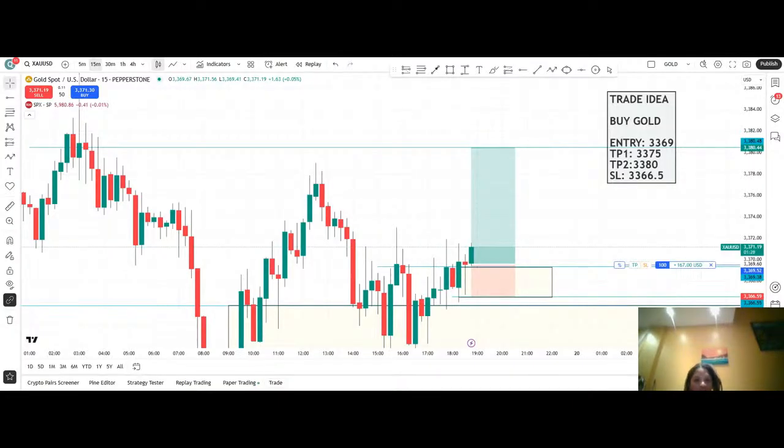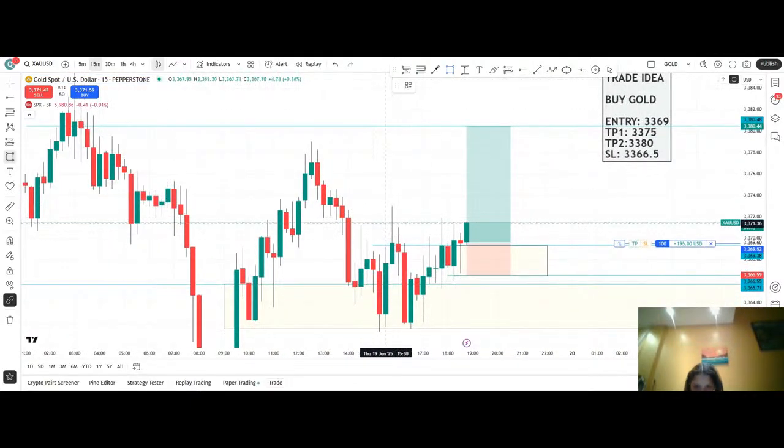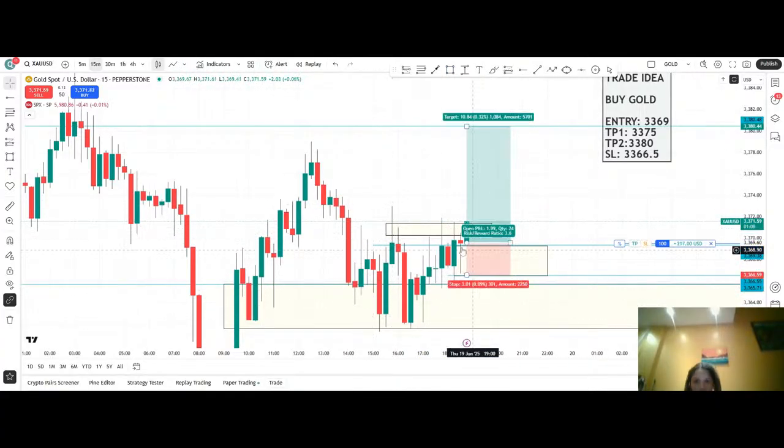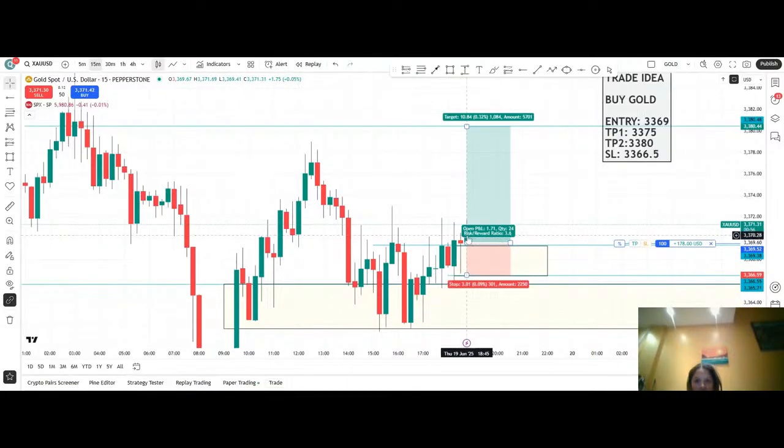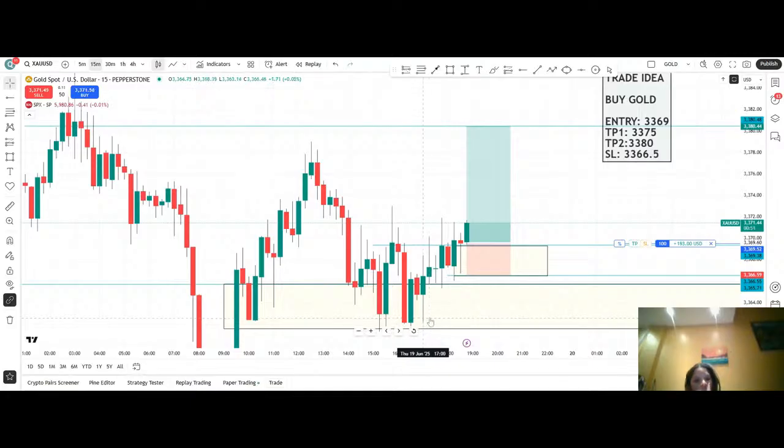It does look like gold wants to take out these highs. Like I said, I'm looking for price to break this high here so we can make a new high. You see it's starting to break past it now. That's beautiful. However, I need to wait for this candle to close to see where it's going to close.